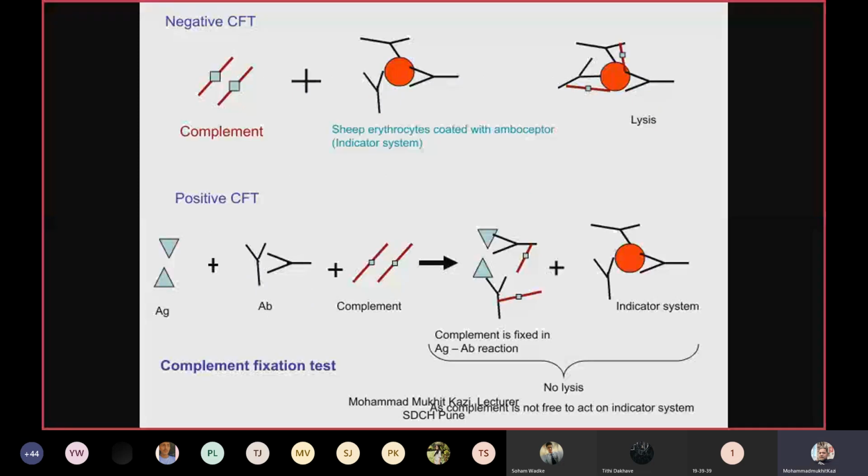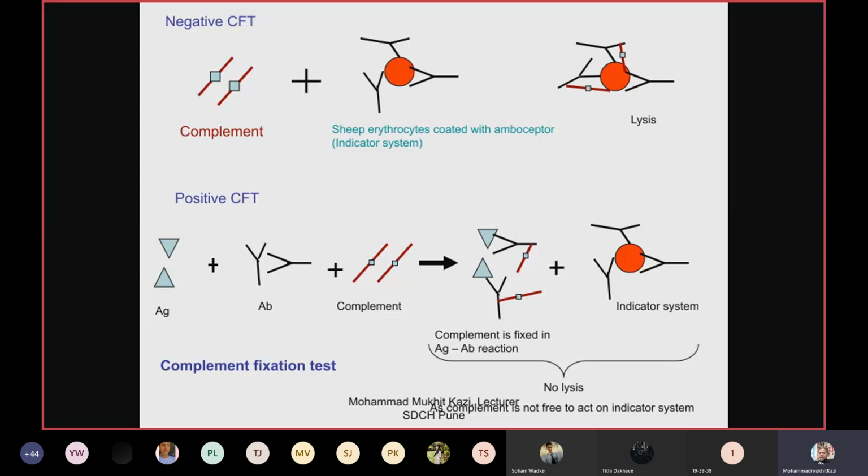Now, the complement fixation test. There is a direct complement fixation test and an indirect complement fixation test. You can see in the first, complement is there, and it will react to the antigen antibody reaction and there will be lysis. That is the direct complement fixation test. Complement gets activated when antigen antibody reactions are there, and it helps to lyse the antigen or the bacteria.